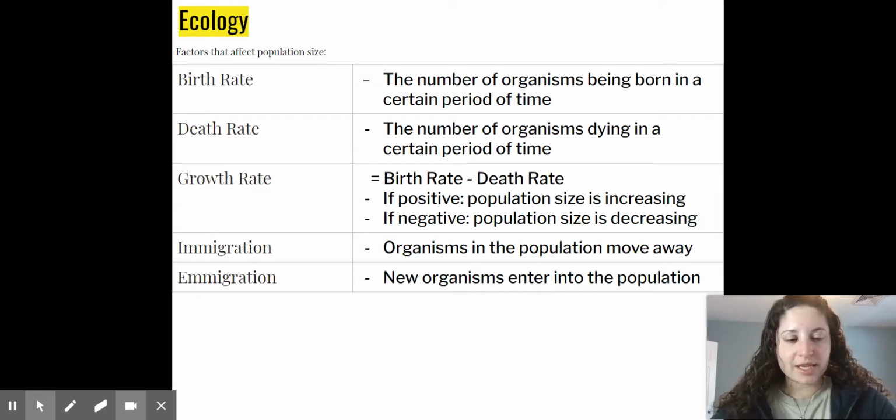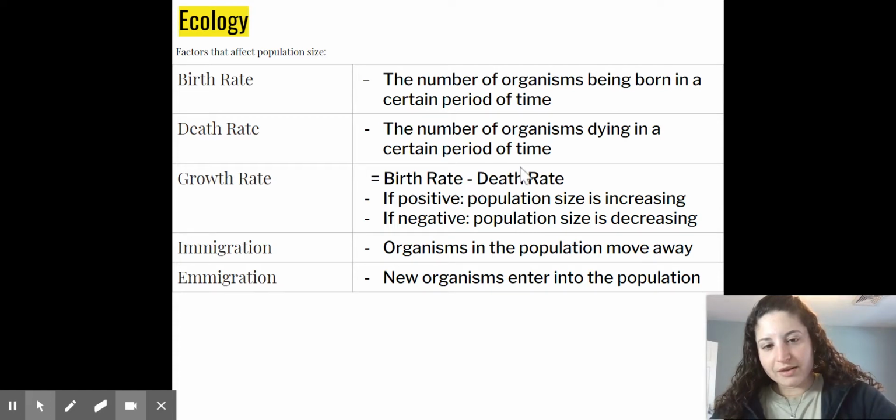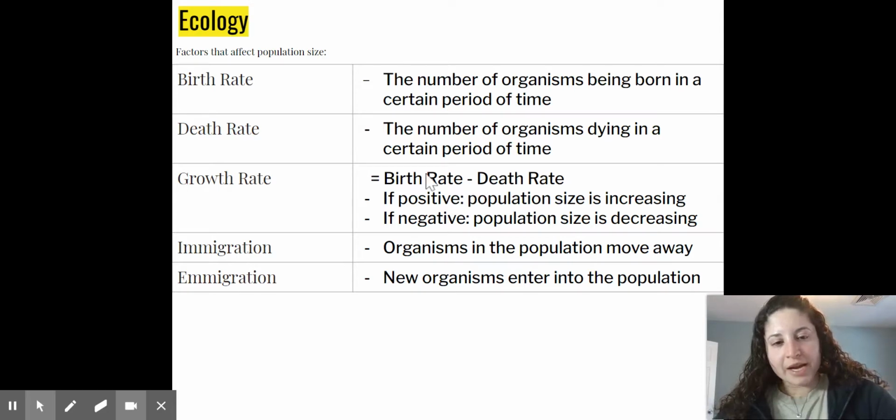So you want to see either the population increasing or decreasing. The idea is if the birth rate is greater than the death rate, then the population is increasing. You'll get a positive number. If the birth rate is lower than the death rate, you're going to get a negative number, and that means the population is decreasing.